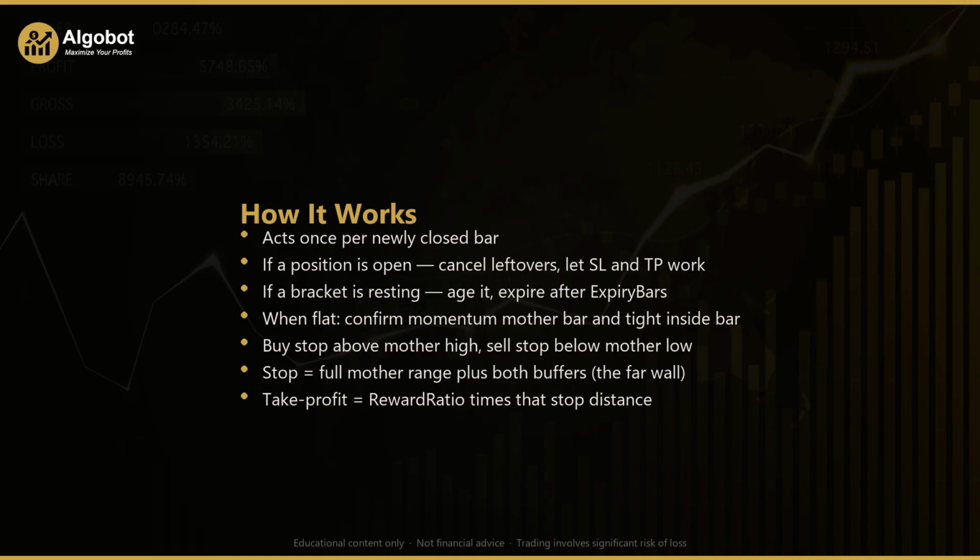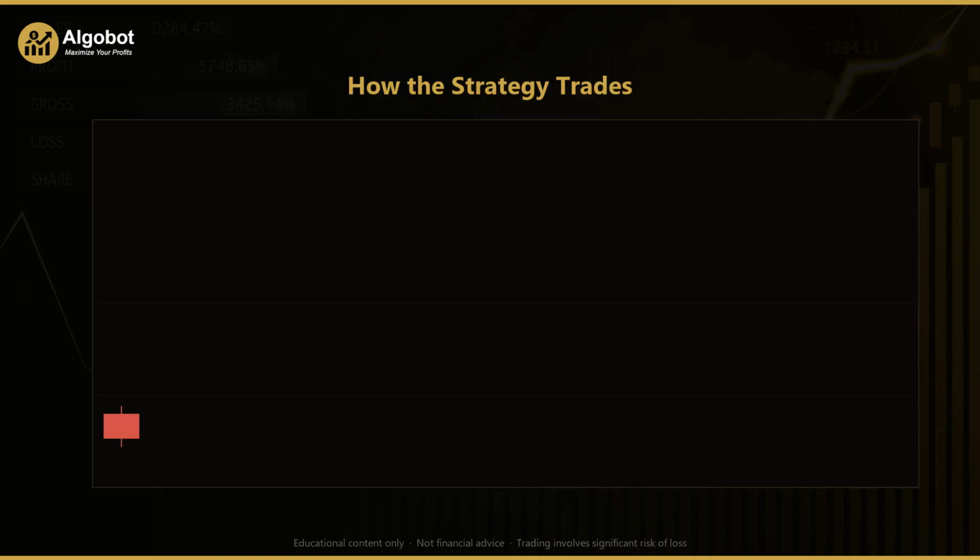Finally, the EA only places a stop order on a side the market hasn't already broken into, so every pending order is valid the moment it's sent. Once the bracket is live, the expiry clock starts ticking, and the strategy simply waits for the market to choose a direction. Let's bring this to life on the chart.